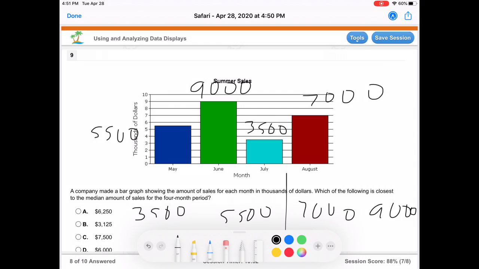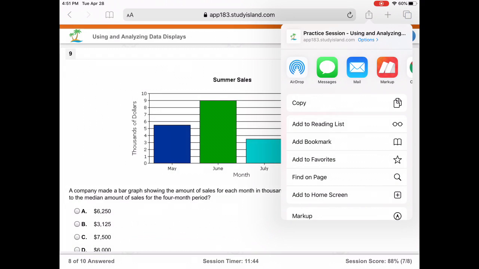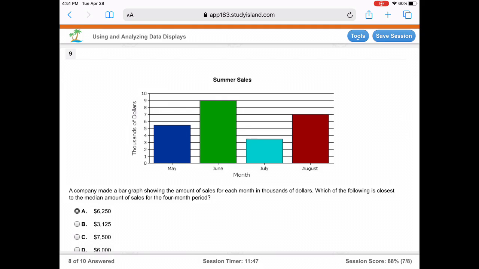So we need to just quickly average those. So I'm going to add them together to get 12,500 and divide by 2. We get 6,250. Go ahead and select that.